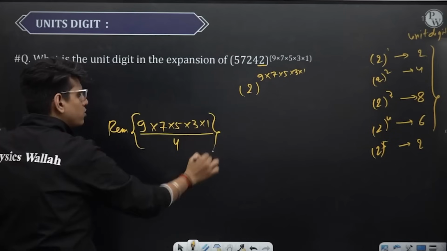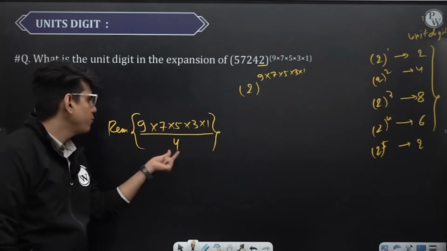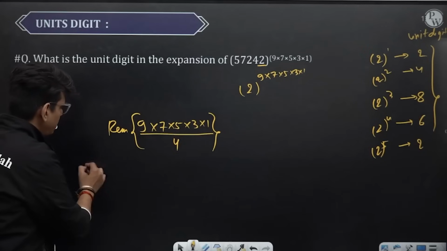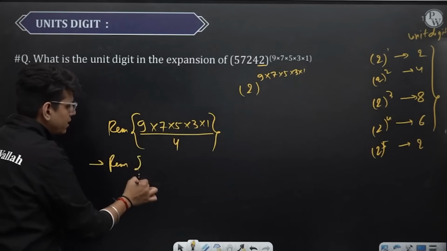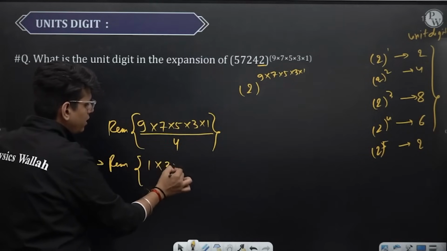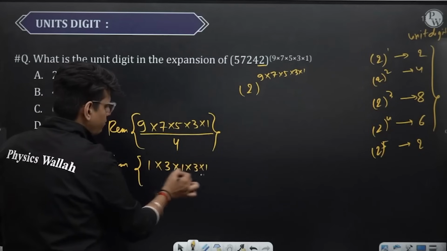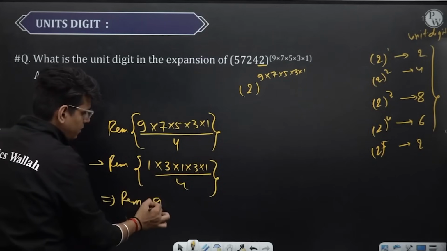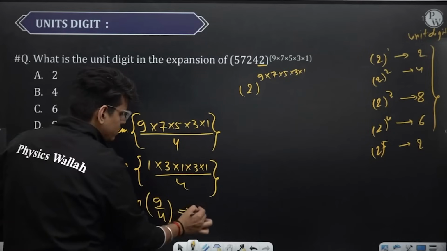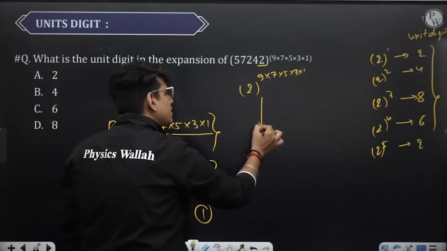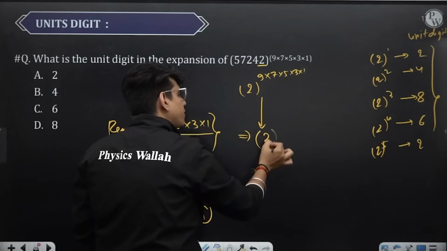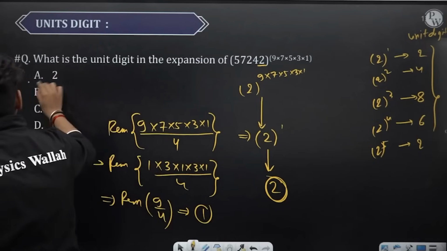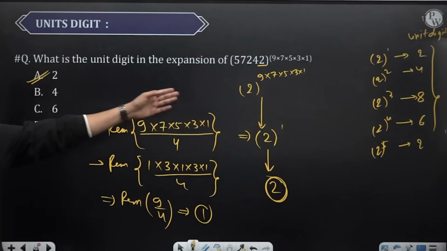In remainder also, when you divide this multiplication by 4, you can individually calculate the remainder and the remainder remains same. So remainder of this is nothing but 1 into 3 into 1 into 3 into 1 by 4. So this problem becomes remainder of 9 by 4 and the remainder is 1. So this problem now translates to 2 to the power 1. The unit digit of this will be 2. Okay, so the unit digit for this big looking question is 2 only.